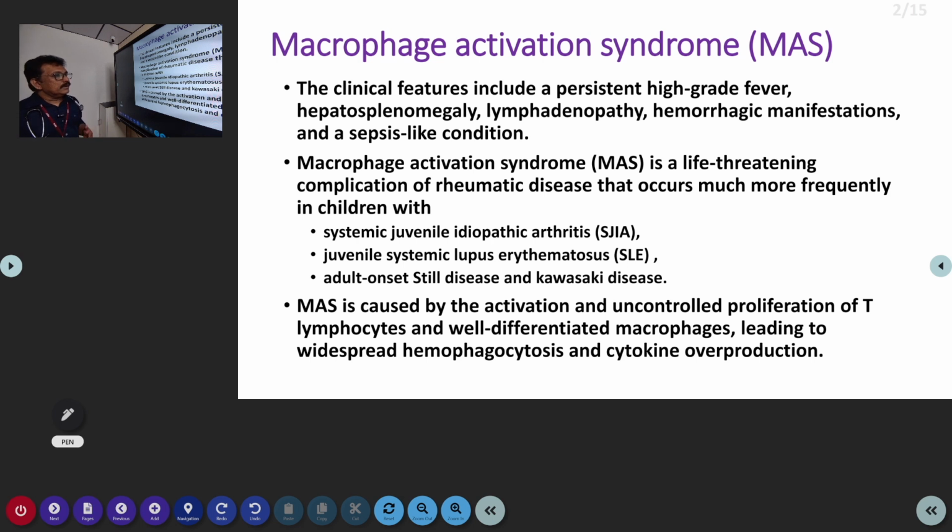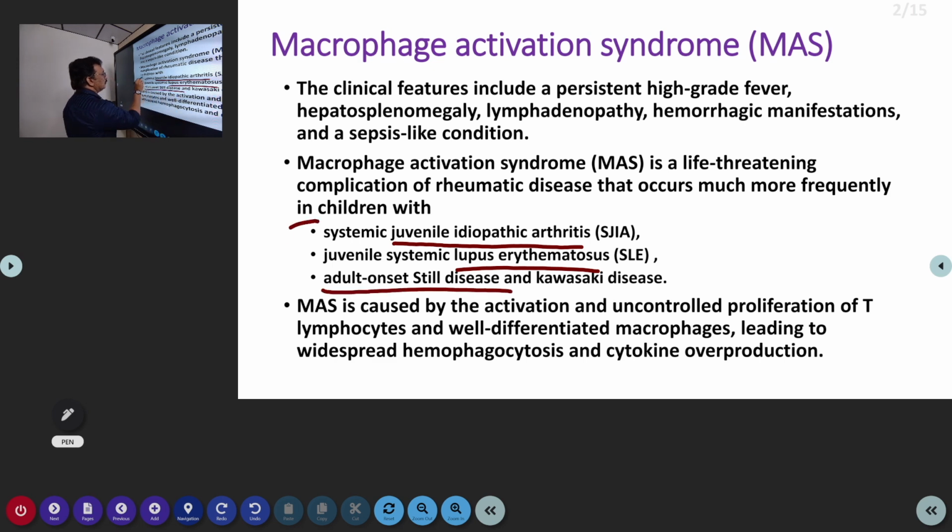One of the common diseases where the patient develops macrophage activation syndrome is systemic juvenile idiopathic arthritis, lupus erythematosus, that is SLE, and adult onset Still's disease. These are the common rheumatological disorders where the patient develops macrophage activation syndrome. But there are a lot of other immune and inflammatory conditions. Some infections also can trigger macrophage activation syndrome.